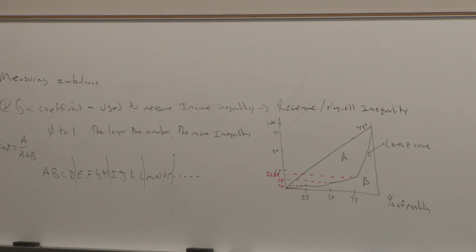If you're really close to the line, area A is really small. Area A plus B is going to be equal to 1. And if A is really, really small, then the number is really, really small. If A is really, really large and B is really small, then it's getting closer and closer to 1. A is almost the whole area. And so you can see what happens here.